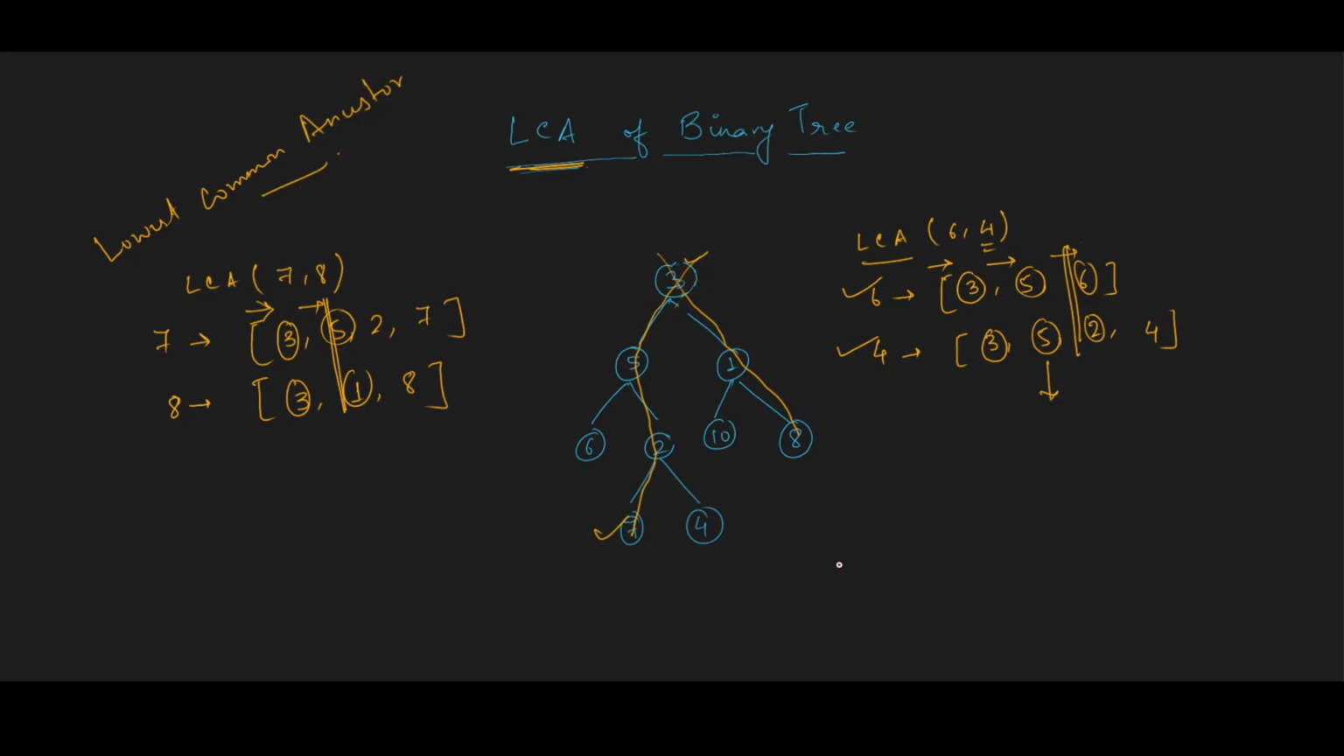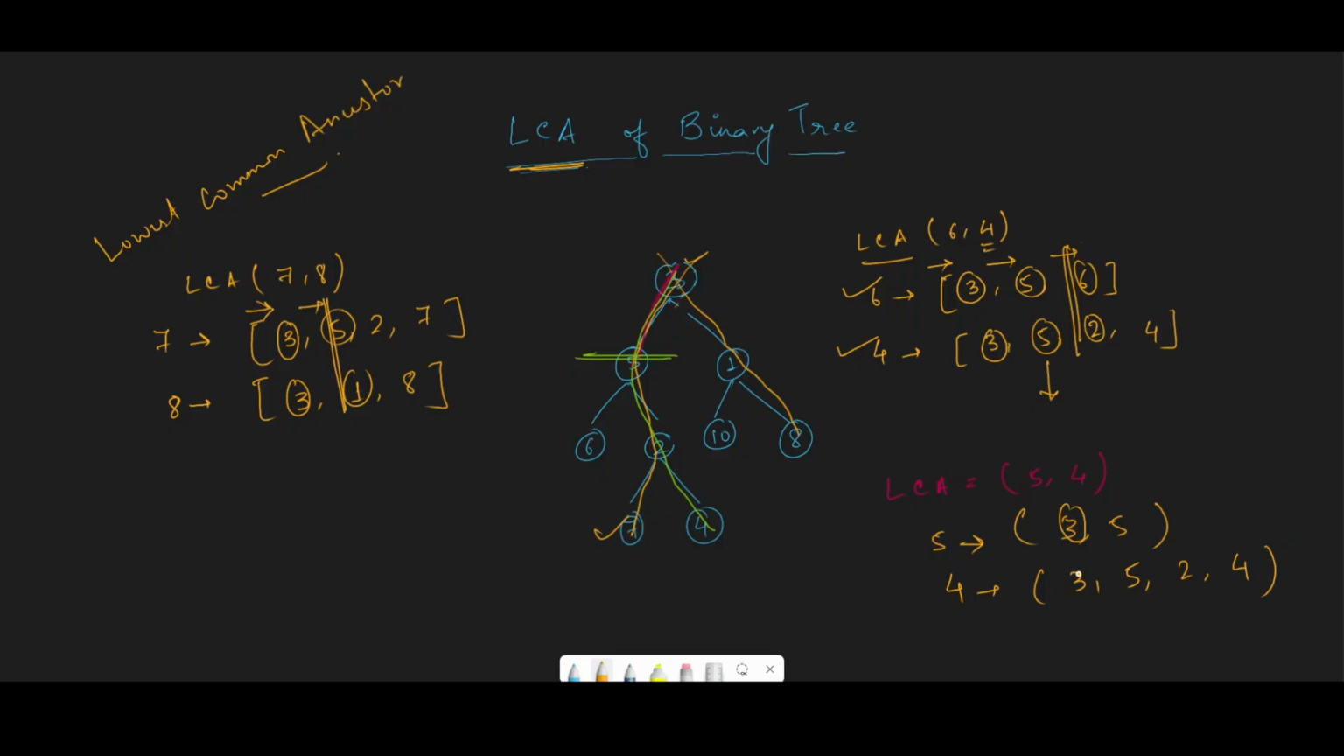Let us try to find the LCA of 5 and 4. This is the path between root till 5, and for 4 the path from 4 till root is this. Visually we can see this is the point of intersection. Now let us write down the nodes in the path of 5 and 4 individually. From root till 5, the path contains nodes 3 and 5. For 4, the path from root to 4 contains 3, 5, 2, 4.